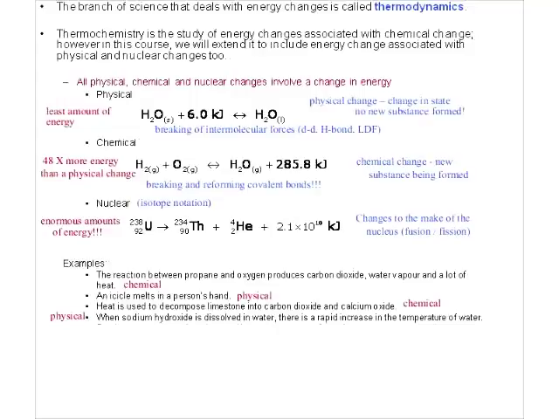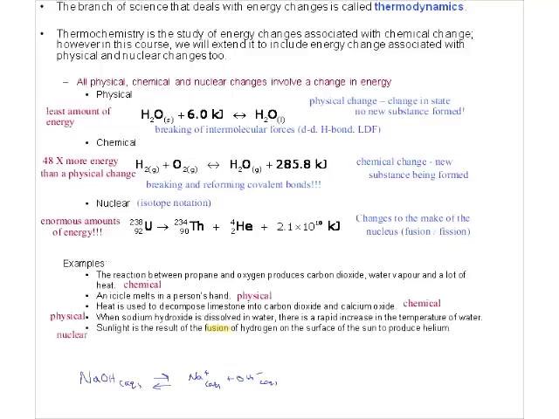Here's another example. When sodium hydroxide is dissolved in water, there's a rapid increase in temperature. Well, that's going to be a physical process because we're simply looking at the dissolving of sodium hydroxide in water. And in doing so, if we want to get the sodium hydroxide back, all we have to do is evaporate the water. And this process of dissociation here, that's what we're measuring, the energy that was released during dissociation is going to be given back when we recrystallize it. All we have to do is evaporate the water. So that's very much a physical change.